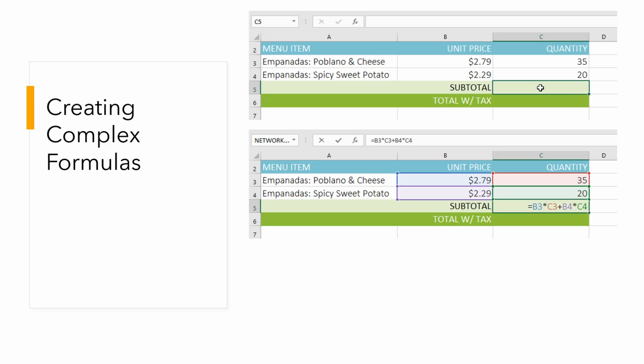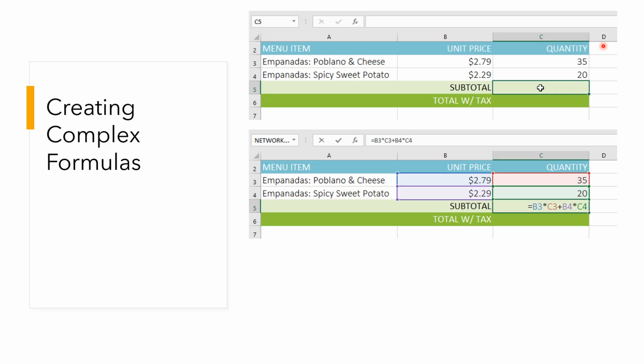And because Excel is going to follow my order of operations for me, it's going to do this multiplication first, B3 times C3. Then it's going to do B4 times C4, and then it's going to add those two numbers together because it's following our basic order of operations.